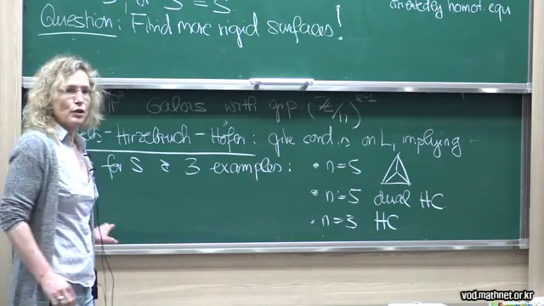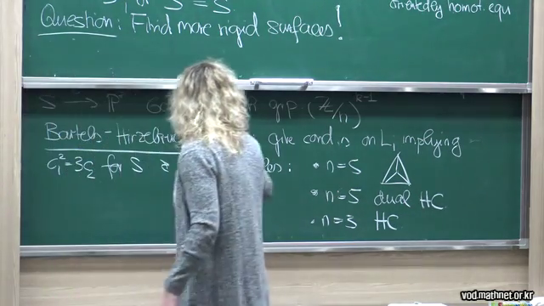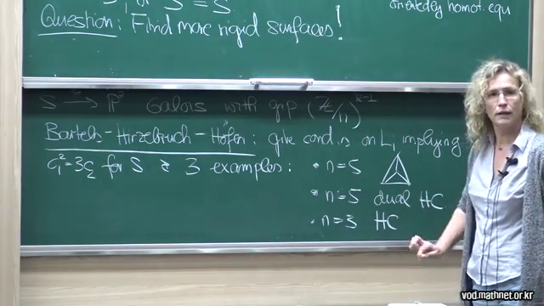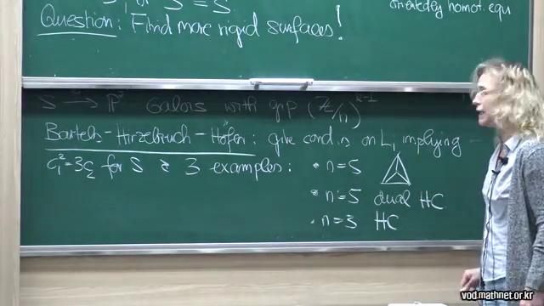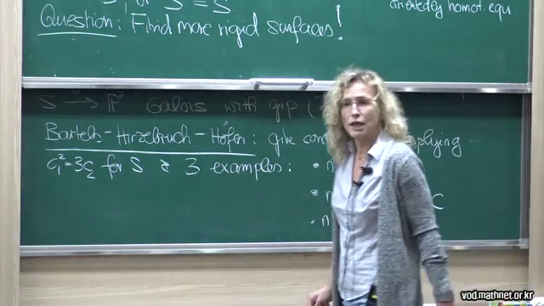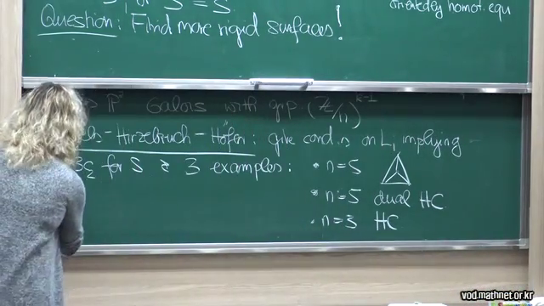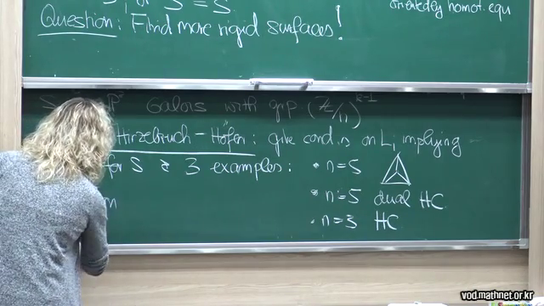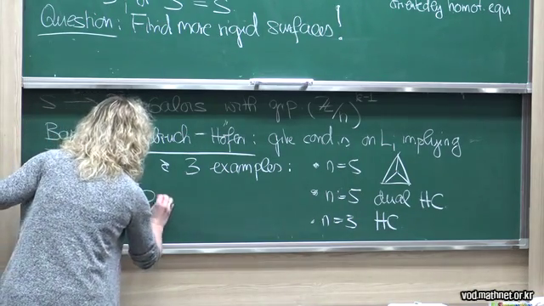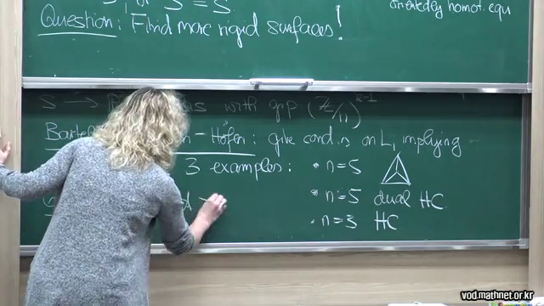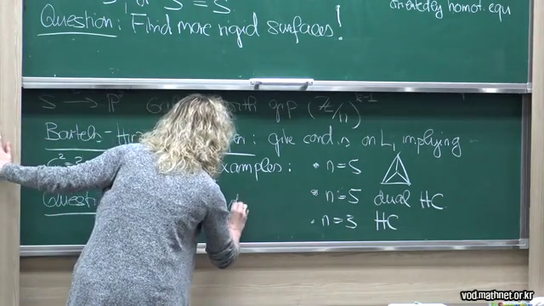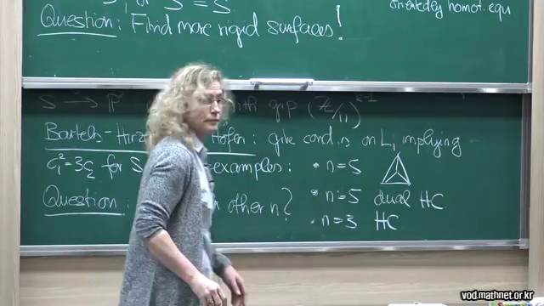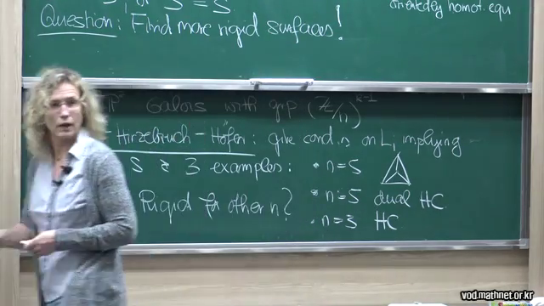Okay, so a natural question here now is, we have all these coverings for any exponent n, and for n bigger or equal to 3, they're of general type. And the natural question is, are they rigid for the other n?